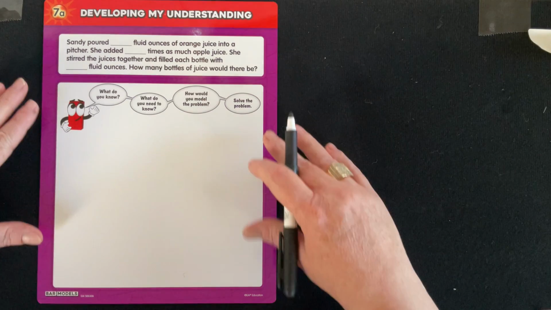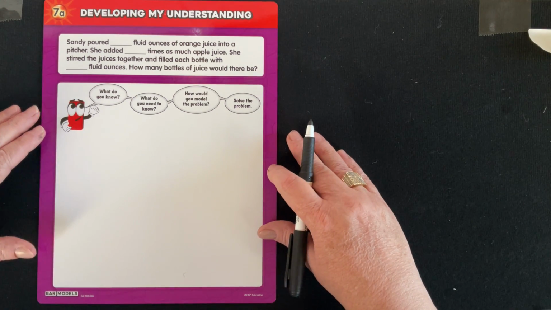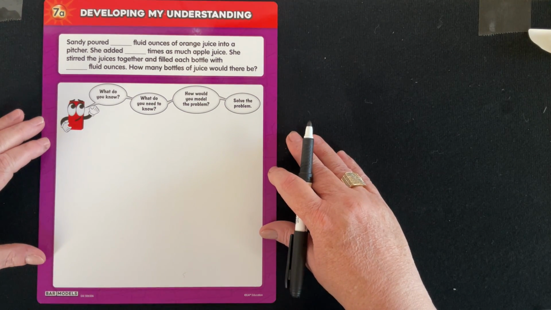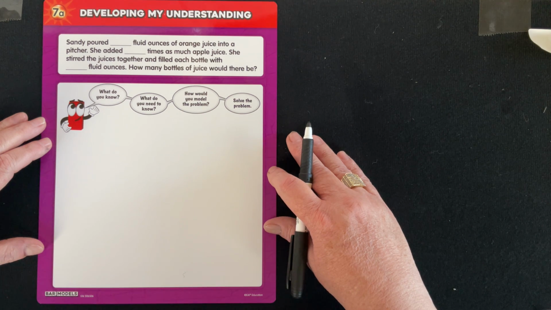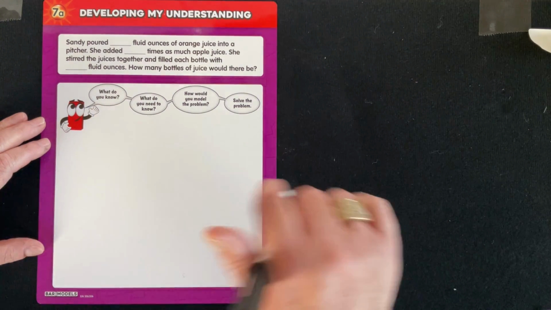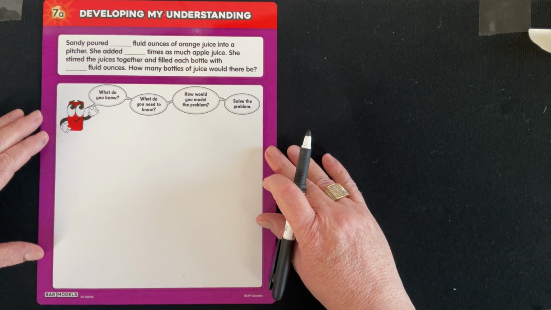Sandy poured some fluid ounces of orange juice into a pitcher. She added so many times as much apple juice. She stirred the juices together and filled each bottle with some fluid ounces. How many bottles of juice would there be? So what do we know in this problem?